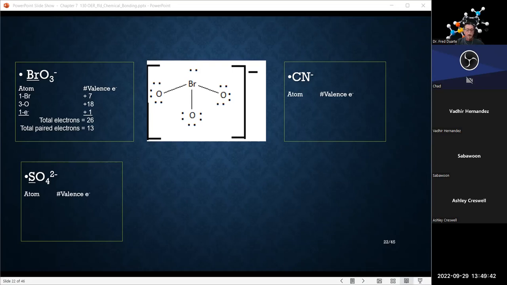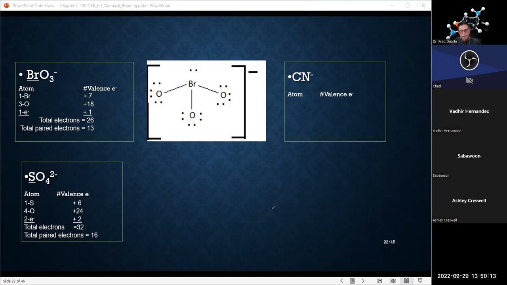All right. The next one is called sulfate, but right now we don't have to worry about the names. We do what we've been doing. Sulfur is in group 6. There are 4 oxygens, so that's a total of 24. And then we add 2. Then that gives us a total of 32 valence electrons, or 16 pair.